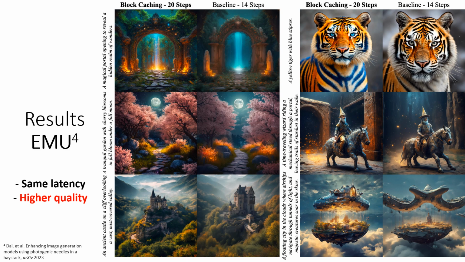We also test our block caching approach with the state-of-the-art model EMU. Here, we show the setting in which we have a fixed computational budget. While the baseline can only perform 14 steps, block caching allows us to perform 20 steps at the same cost because it is more efficient. The results of our approach are of higher quality and contain more details.